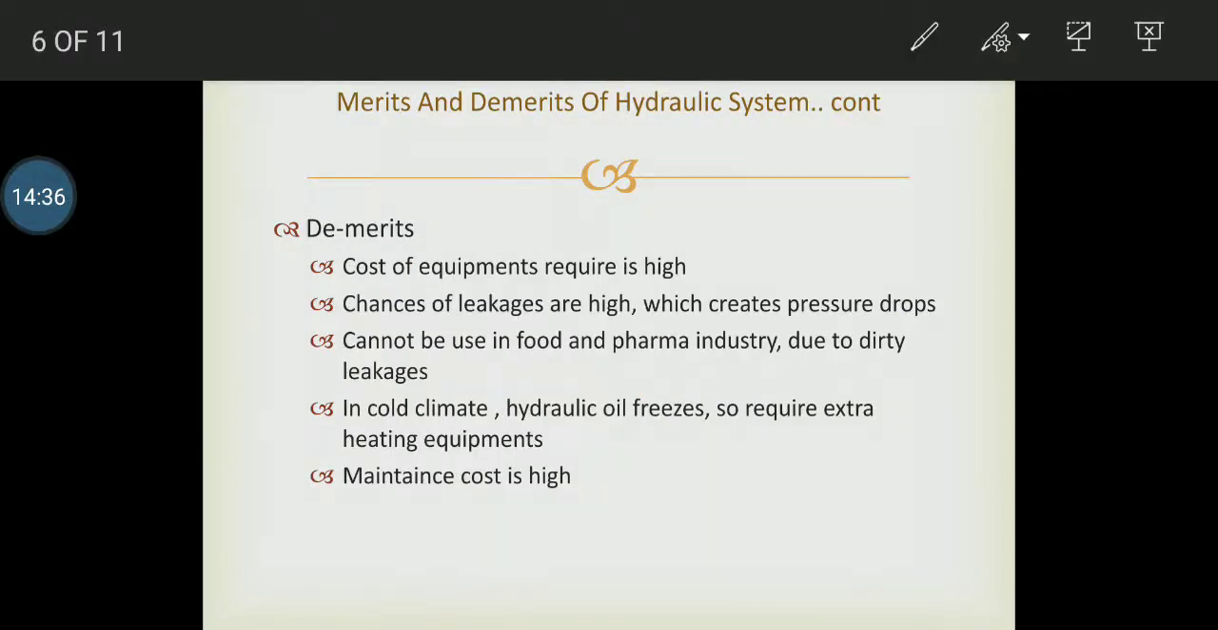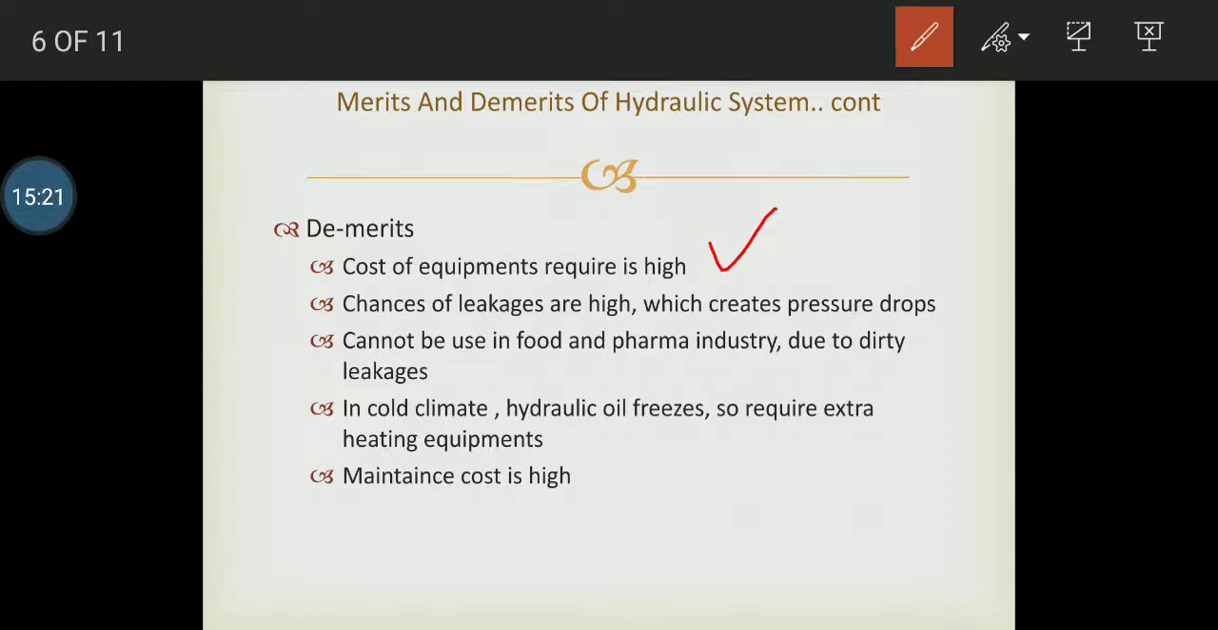Then, talking about the demerits of a hydraulic system: the cost of equipment is very high, correct? Because the hydraulic system consists of a fluid which has a cost and is costly in nature, because we are going to use certain kinds of oils or graded fluids which are actually used in the system as per the environment conditions, and many times as per the maintenance cost. So it is costly in nature.